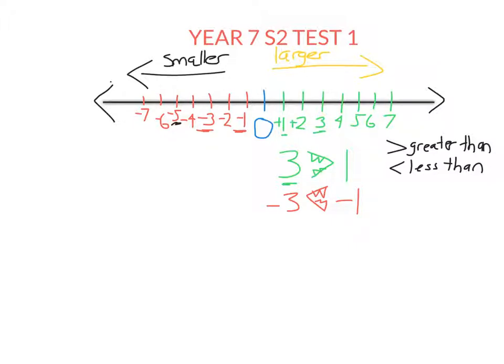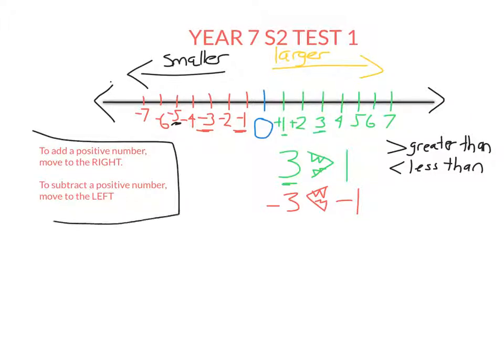Now we can also use this number line to perform addition and subtraction. So to perform addition and subtraction using directed numbers, we need to follow these rules here in the box. To add a positive number, move to the right, and to subtract a positive number, move to the left. So you already know how to do something like 3 plus 4, and you know 3 plus 4 is 7. So why is that? Well, 3 plus 4 means you start at 3, and because we're adding a positive number, we go to the right.